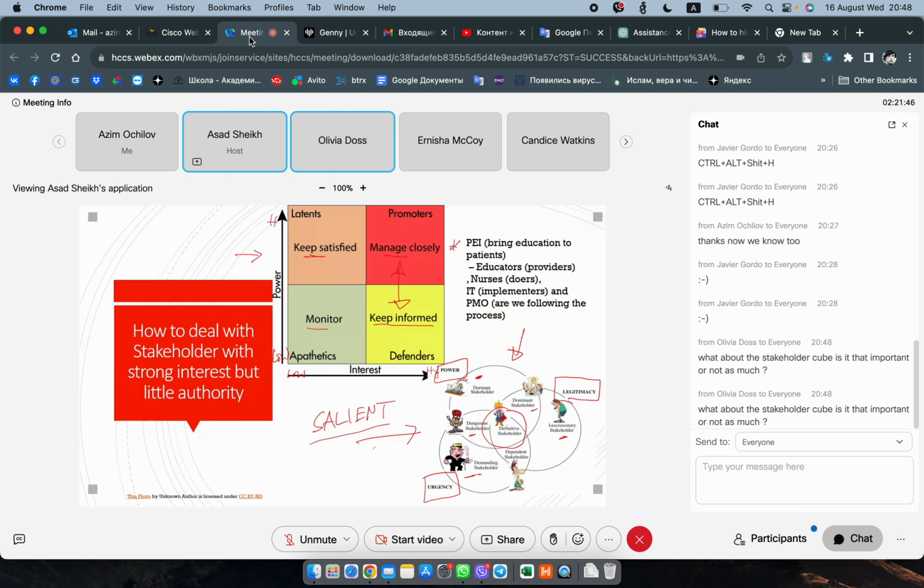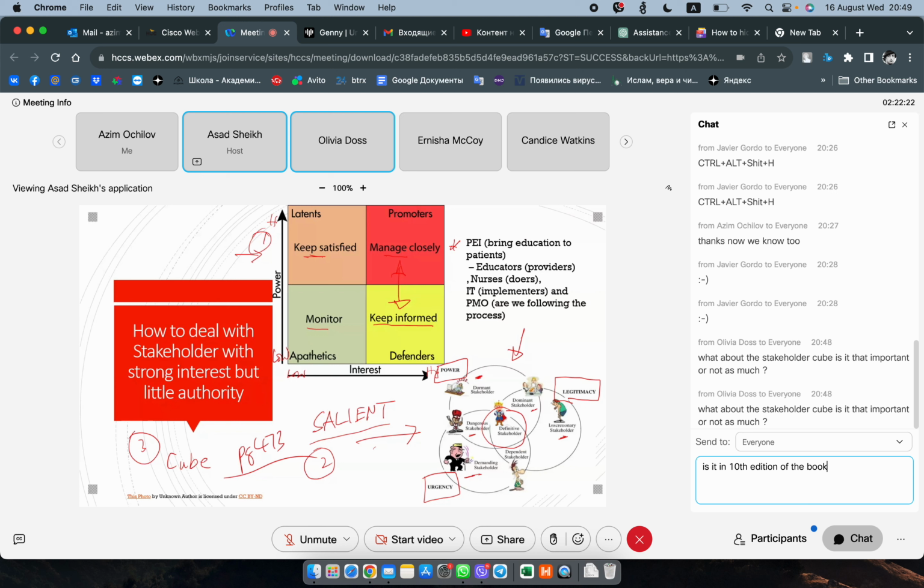So we talked about two models, right? We talked about the salient model, and we talked about this power interest grid model. This was model number 1. This is model number 2. The other one that Olivia mentioned is the cube model. It's called the stakeholder cube, CUBE, number 3. And it is on page 473. You just have to have an understanding of what these are. But the one that is the most popular and easy to follow is number 1. That's what they ask you a lot of questions about.